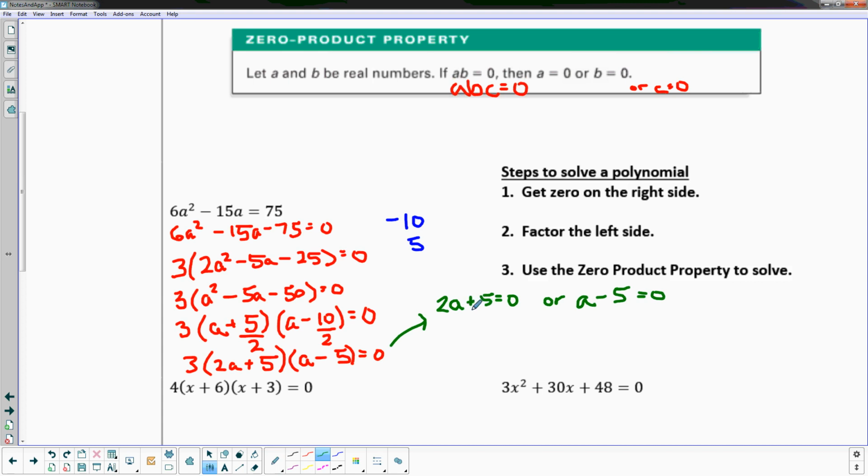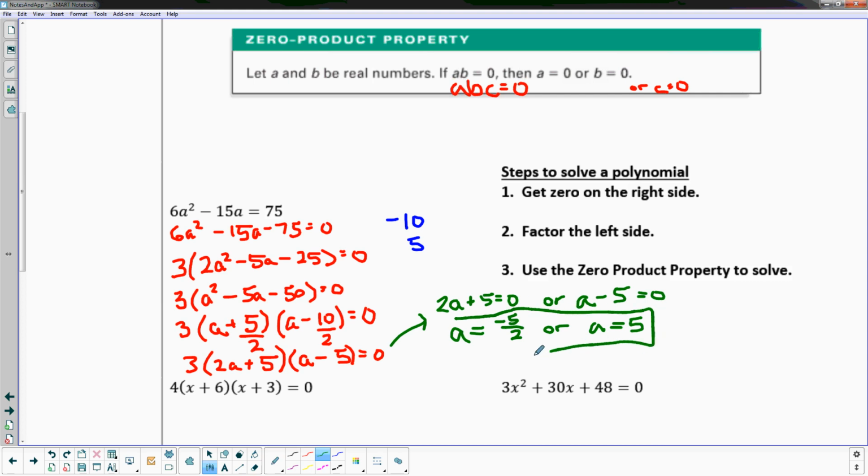Well, this one is probably the harder of the 2, but I would subtract 5 and then divide by 2. So a is going to equal negative 5 divided by 2. Or, on the other one, all I have to do is add 5 to both sides. And these are my 2 answers.